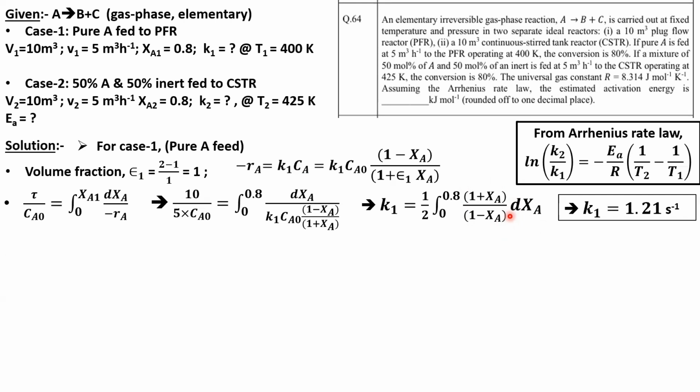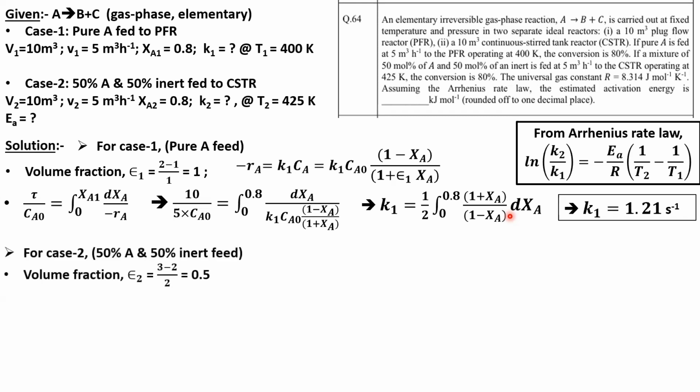So now let us look at the second case. In case 2, we have 50 mole percent of A and 50 mole percent of inerts as the feed. Considering this to be 2 units of reactants, volume fraction epsilon 2 will be (3 minus 2) by 2. The 3 is because we have 2 units of products that are being formed and 1 unit of inert that comes out unreacted. So hence epsilon 2 will be 0.5.